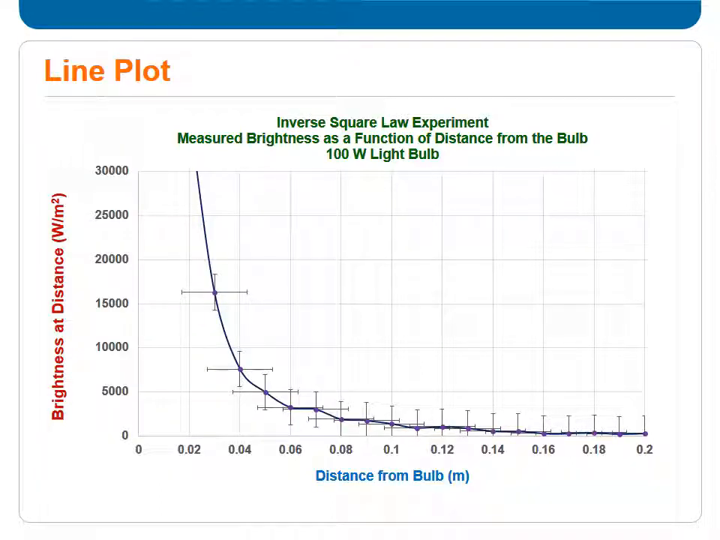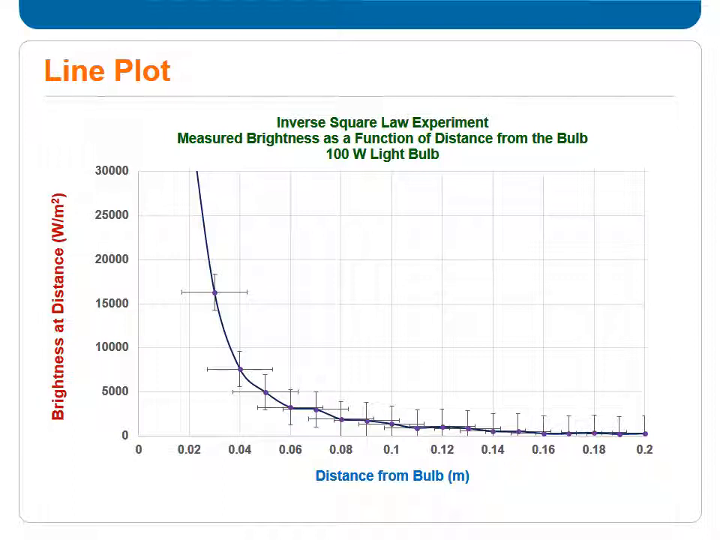Line graphs are used when one variable, the independent variable, affects another, which is the dependent variable. They are useful for predicting trends. The title of the plot is Inverse Square Law Experiment. The subtitle indicates that this is measured data using a 100-watt light bulb and measuring its brightness at increasing distances from the bulb. 4 questions are first answered before interpreting the plot.